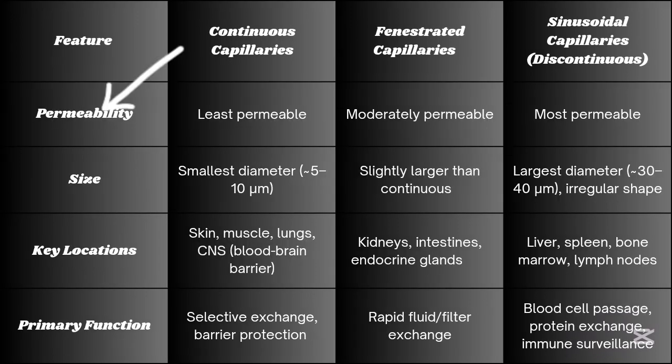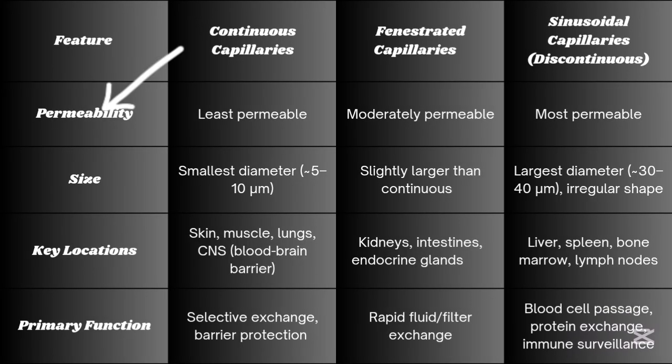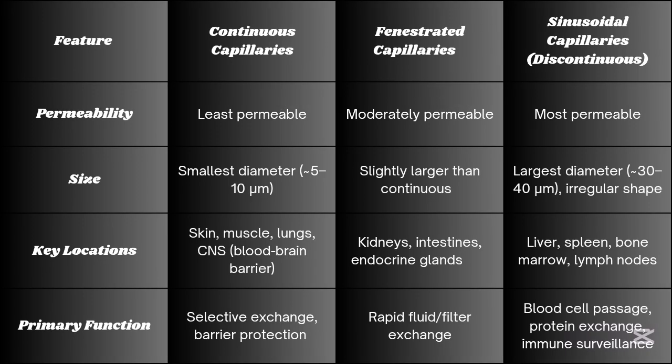So now let's talk about the permeability. The continuous capillaries are the least permeable. The fenestrated capillaries are moderately permeable, whereas the sinusoidal capillaries are the most permeable.